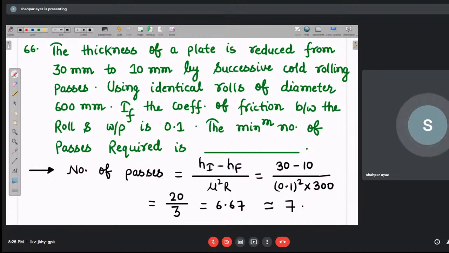Clear, guys, all of you? I hope this is clear. No, not a single doubt. I hope this is clear, everyone. Very good.